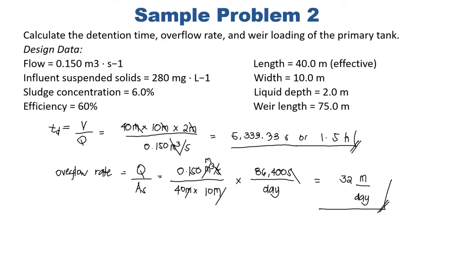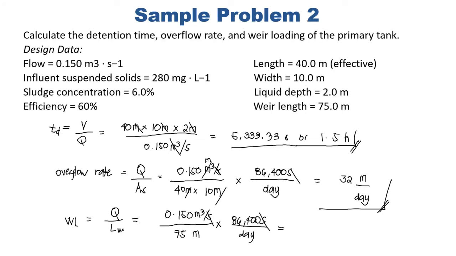Then last is the weir loading. So for the weir loading, it's equivalent to the volumetric flow rate divided by the weir length. So we have 0.150 cubic meter per second divided by the weir length, which is 75 meters. Then we will convert the second into day. So 86,400 seconds is equivalent to 1 day. So our weir loading now is equivalent to 172.8 meters squared per day. So we already have the detention time, overflow rate, and the weir loading.